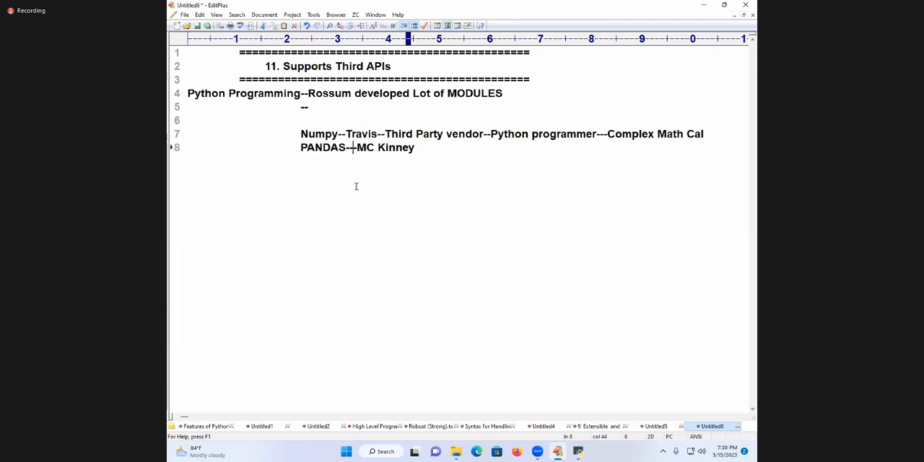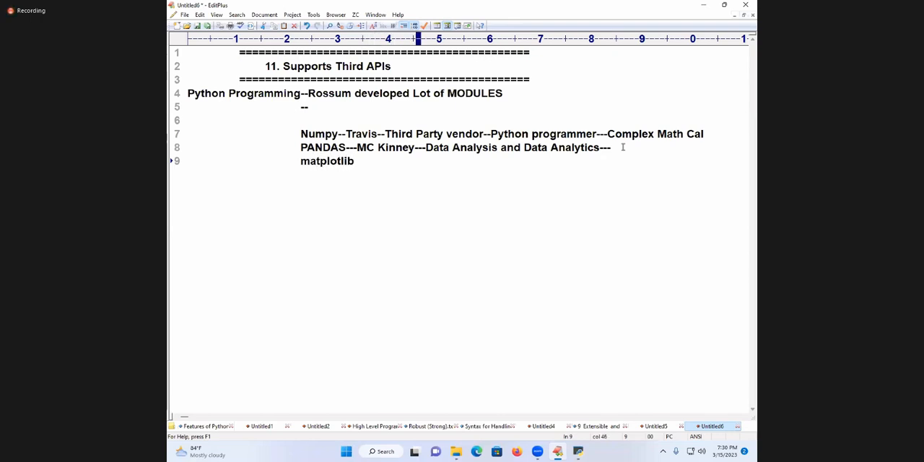As far as data analysis and data analytics are concerned, I will use a tool called Pandas. Pandas is not a part of the language. It was developed by McKinney, a third party person. Like that, there are a lot of modules.